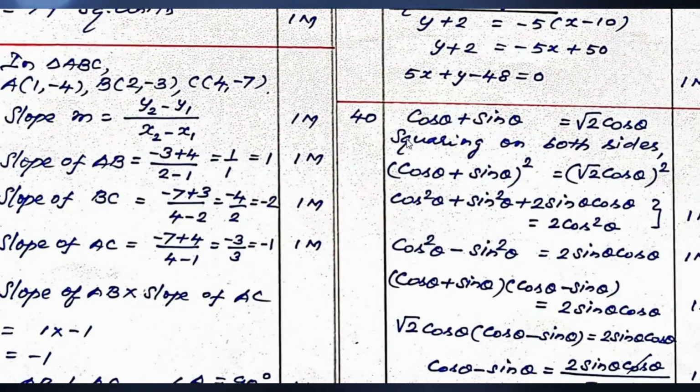This is trigonometry. 48th sum: cos theta plus sin theta is equal to square root of 2 into cos theta. Squaring on both sides.